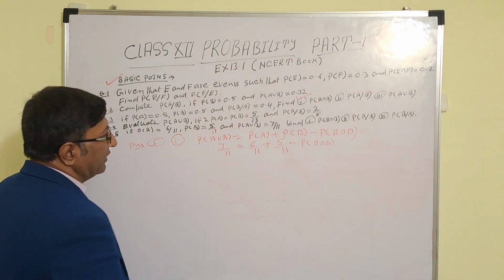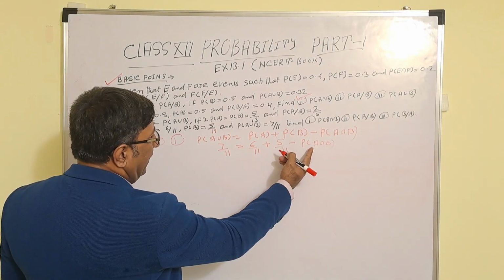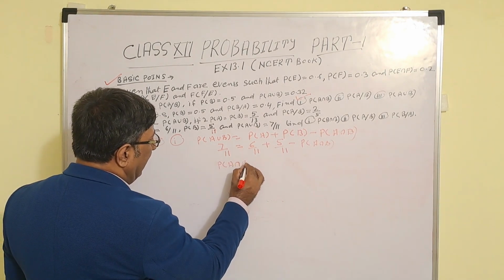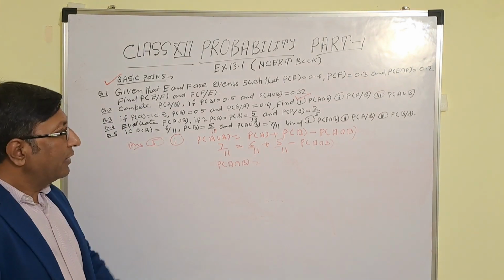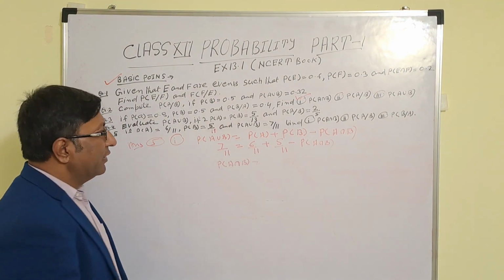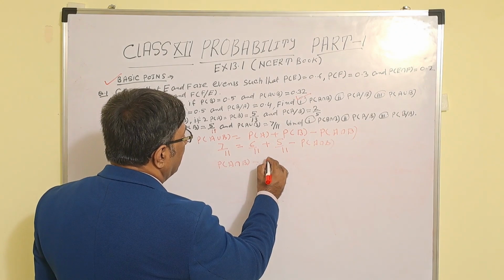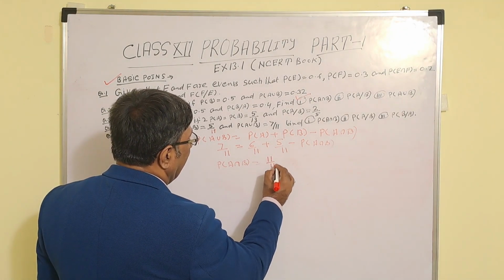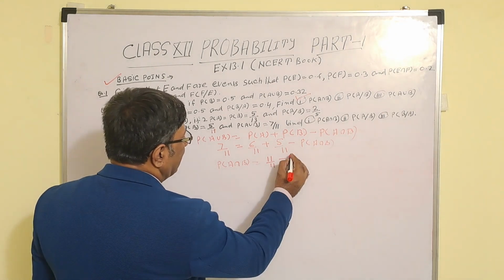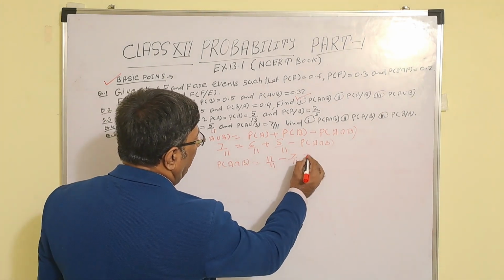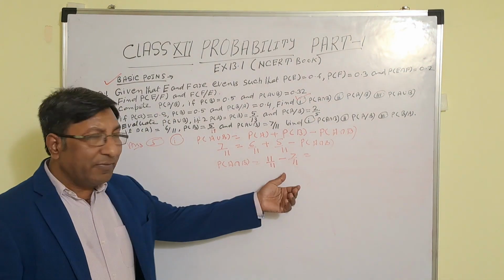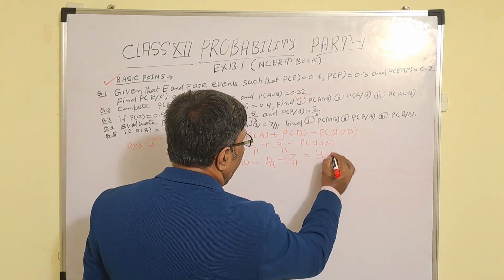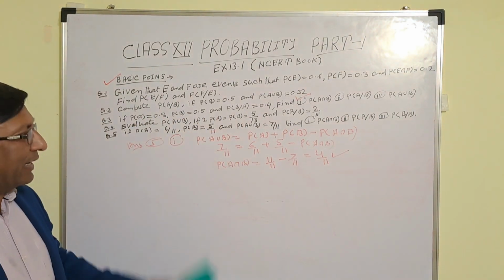So when we solve this, probability of A intersection B comes to this side. So probability of A intersection B equals what? This is 6 plus 5, 11. So this is 11 by 11 minus 7 by 11. You know the LCM is the same, 11. So 11 minus 7 is 4. So the correct answer is what? 4 by 11. This is the correct answer.